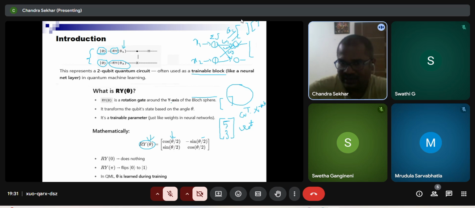See here, what is Ry theta? It is the rotation gate around the y-axis of the Bloch sphere. We will go through what the Bloch sphere is later; at a higher level, we try to understand that it transforms the qubit state. So this is what we are sending, the same input, based upon the angle theta, so that the output has to match. If I want to do that, how much do I need to rotate, which operations do I need to perform? It's a trainable parameter, just like weights in a neural net. So here you have weights, here you have theta.